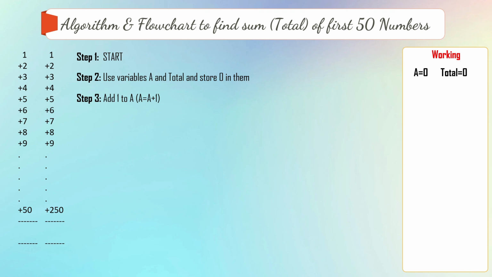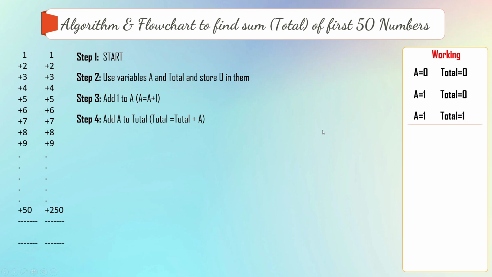Now the third step is add 1 to A. So this A, we are adding 1 to it. Okay, let us add 1 to it. So in the third step, value of A is 1 and the value of total is 0. In the fourth step, what we are doing is we are adding this value of A to the total. So total is equal to total plus A. So in the next step, what will happen? A is equal to 1 and total will also become 1 because total's initial value is 0 and we are adding 1 to it. So total becomes 0 plus 1, that is 1.